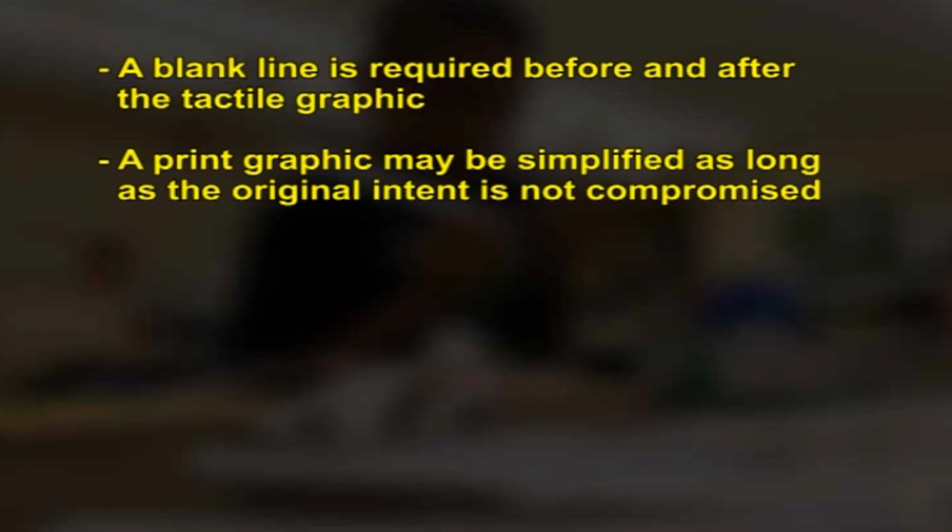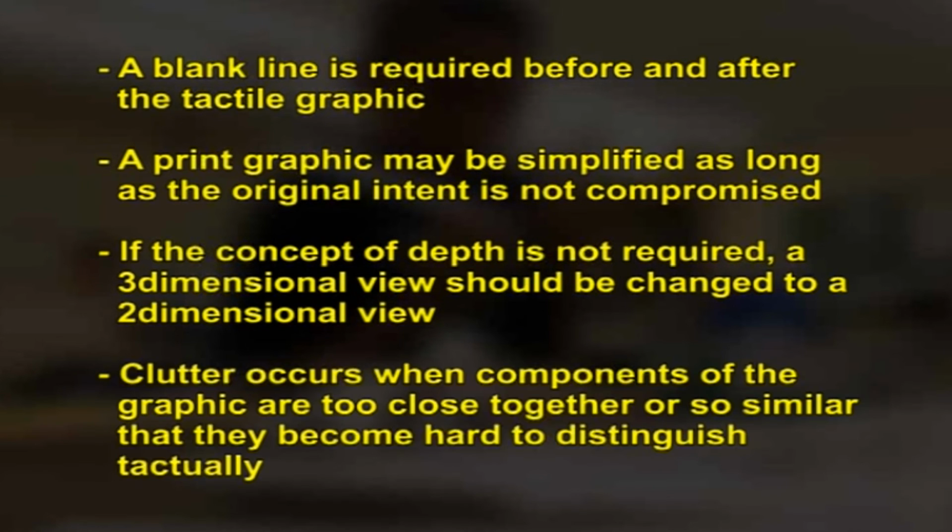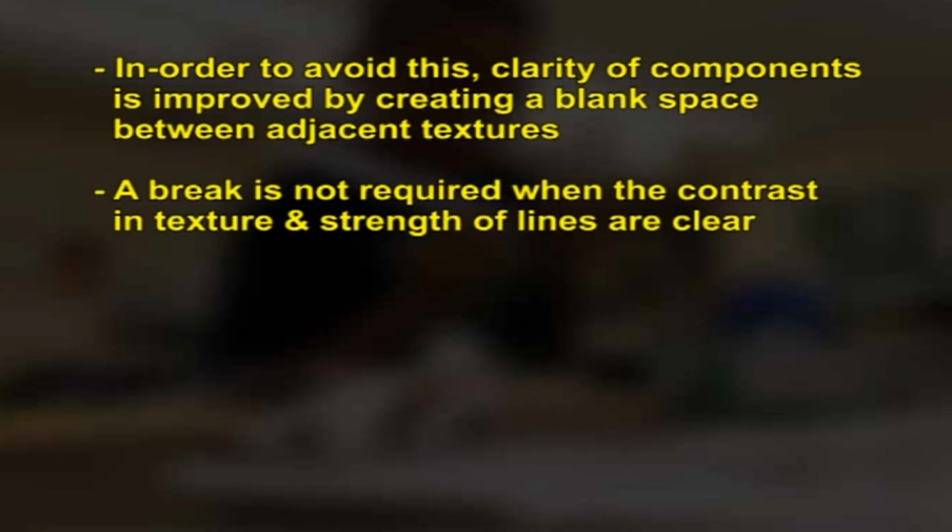A print graphic may be simplified as long as the original intent is not compromised. If the concept of depth is not required, a three-dimensional view should be changed to a two-dimensional view. Clutter occurs when components of the graphic are too close together or so similar that they become hard to distinguish tactually. In order to avoid this, clarity of components is improved by creating a blank space between adjacent textures. A break is not required when the contrast in textures and strength of lines are clear.